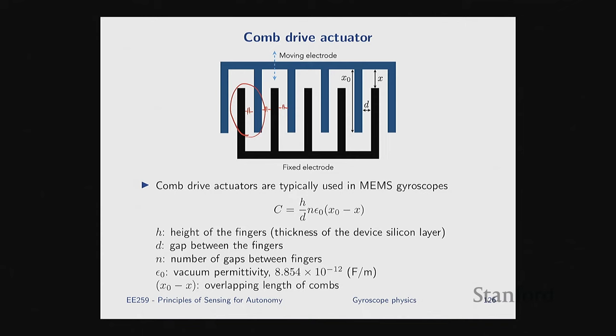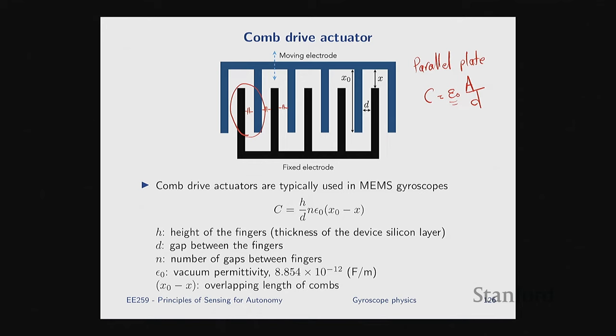So for a parallel plate capacitor, C is epsilon zero A over D. So it's proportional to the area of the plates, and inversely proportional to D, which is the gap between the two plates, times the permittivity of vacuum. So using that, say there are n of these gaps between the fingers, so you get a factor of n.